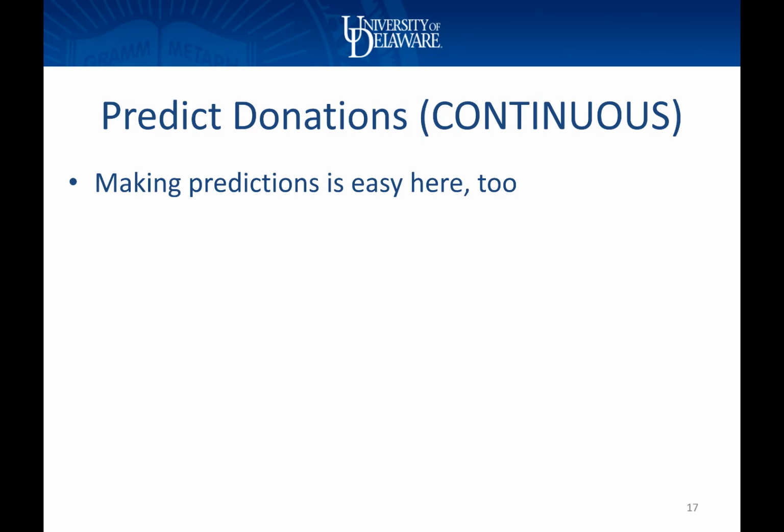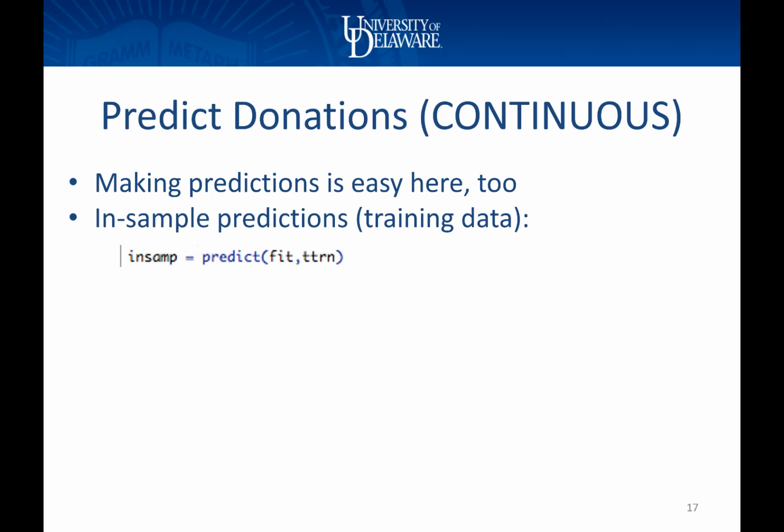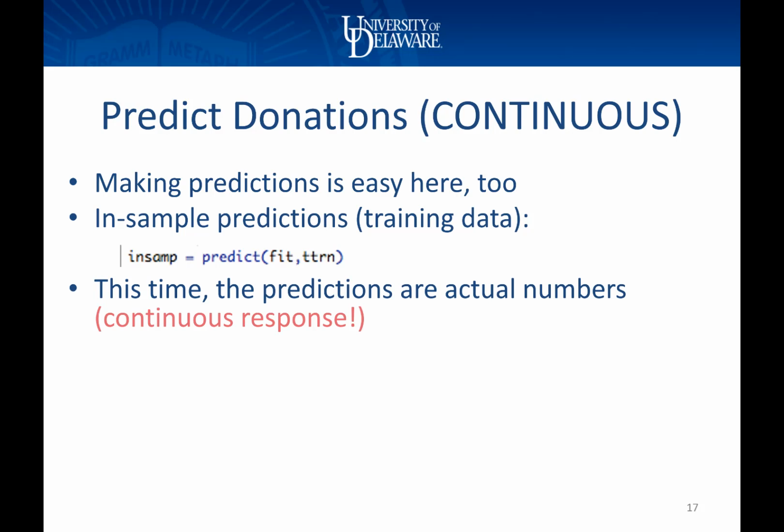Making predictions follows the same structure that we did for the classification tree, the prediction of a yes or no outcome. The in-sample predictions use the predict function. We use the model and the training data. But this time, the predictions are going to be actual numbers because we have a continuous response. So method equals ANOVA is actually going to force the predictions to have a number value instead of giving probabilities.